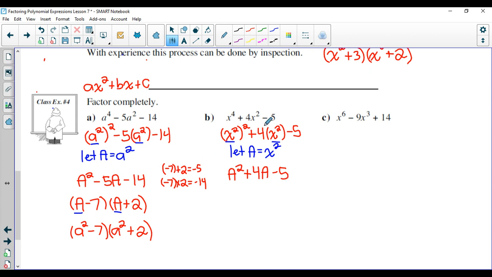So I need two numbers that add to give you +4 and multiply to give you -5. That's going to be +5 and -1. So +5 plus -1 would be +4. And then +5 times -1 would be -5. Okay, so if I factor this now, it would then be A plus 5, and then it would be A minus 1.